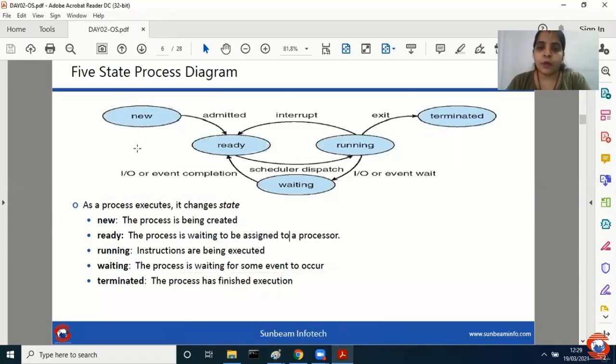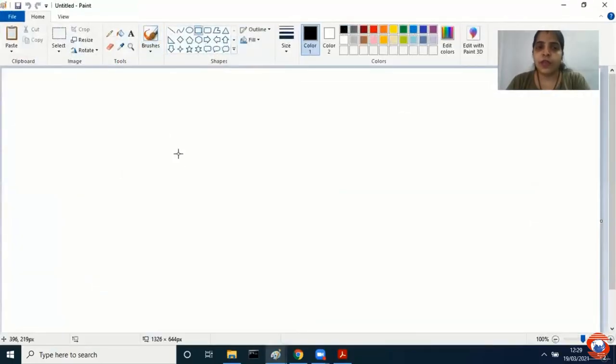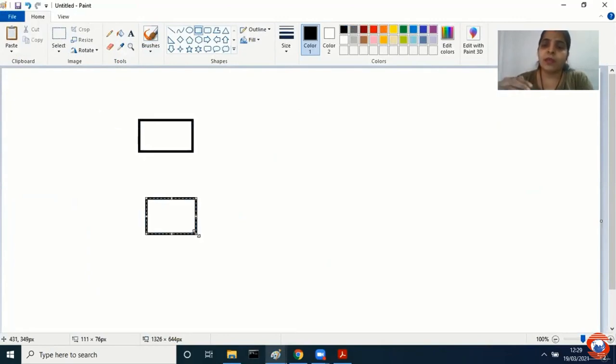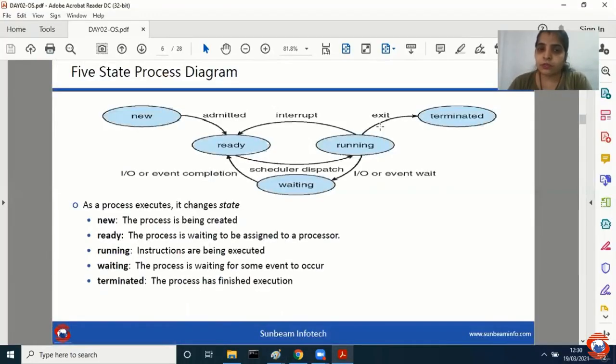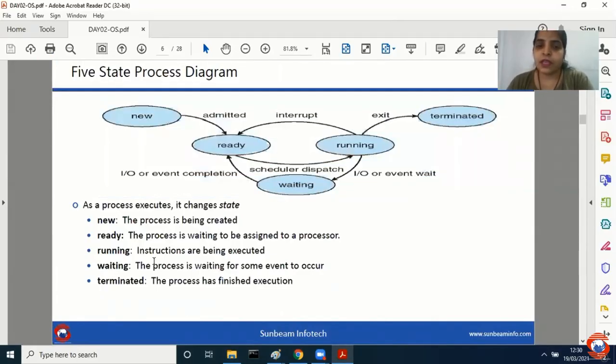Okay. Now, suppose I am maximizing my paint application and maybe I'm drawing some diagram. Can I say I am working on paint application now? Is it my currently running process? Yes. It was ready at the previous stage. Now I'm using that application. Whenever I'm using that application, it means that process state is running state. Means the instructions, the task, is getting executed by your process.